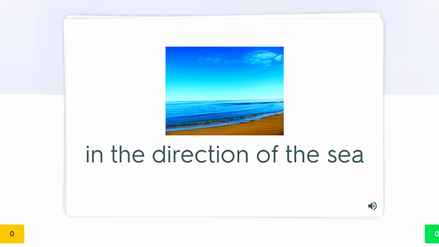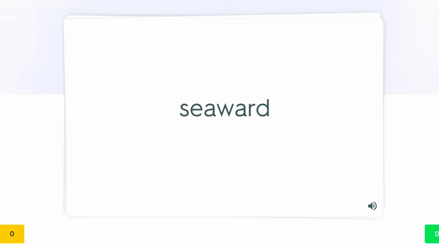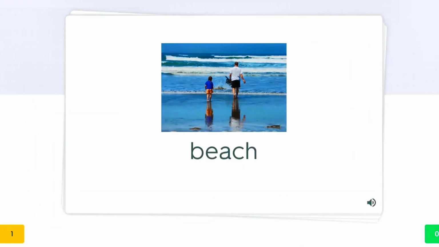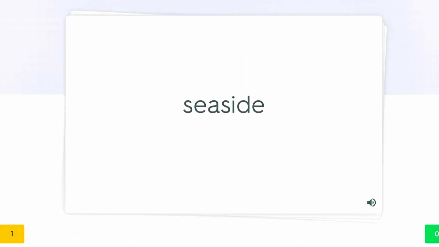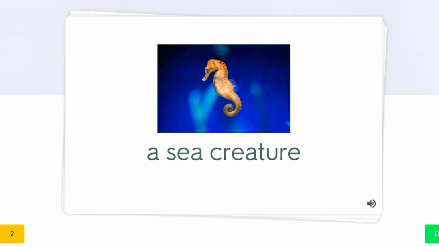Okay, now I'll test you. Guess the sea words from the definition. What is in the direction of the sea? What adjective describes in the direction of the sea? Seaward. What's another word for beach? Seaside. What is a sea creature? It's a seahorse.